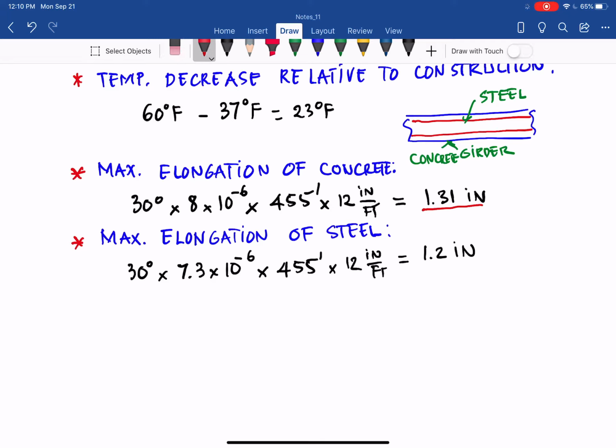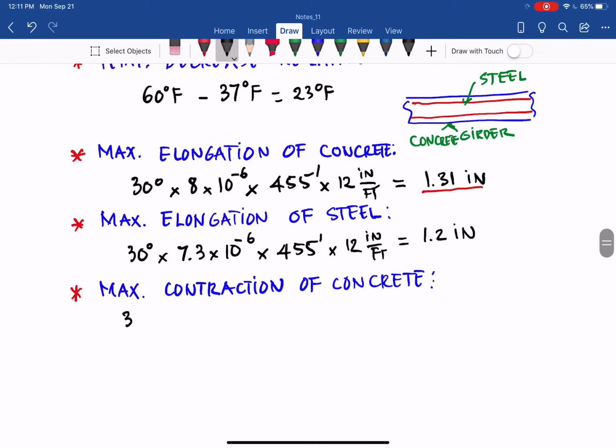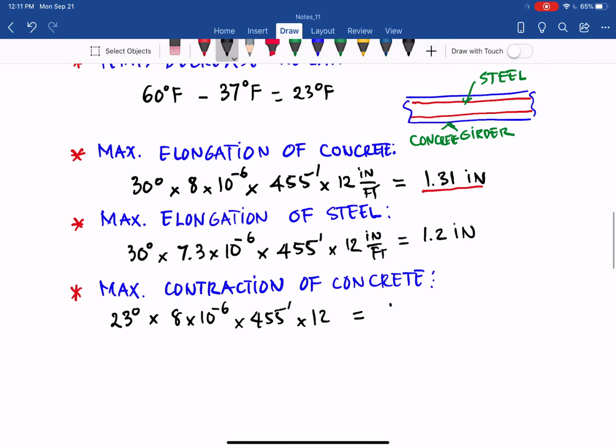Similarly, we can determine the contraction of concrete and steel. So we can have the maximum contraction due to the temperature decrease of concrete. Again, the decrease is 23 degrees, so you have 23 degrees times the thermal expansion again, 8 times 10 power negative 6, times 455 feet, times the unit conversion. That equals 1.0 inch.